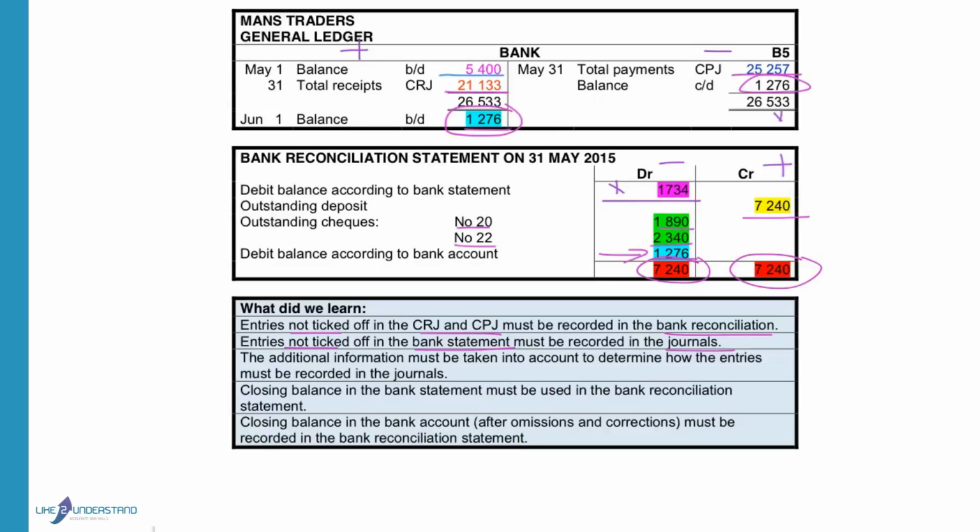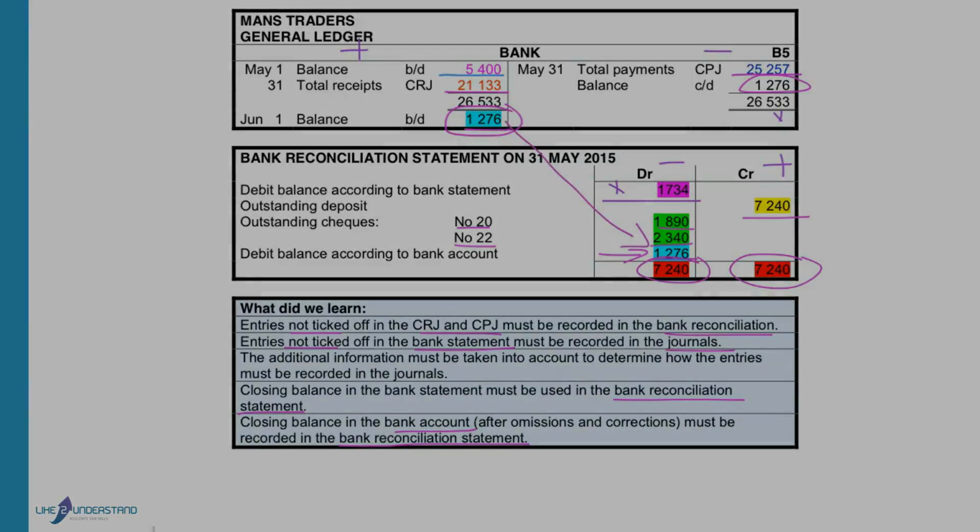So they will always give you additional information so that you can see why this information appeared on the bank statement and not in our books. The closing balance, so the balance right at the end of the bank statement, is the one that must be used as the opening balance in the bank reconciliation statement. And the closing balance in the bank account, after all the adjustments were made, must be recorded in the bank reconciliation statement on the same side that the balance appeared in the bank account.